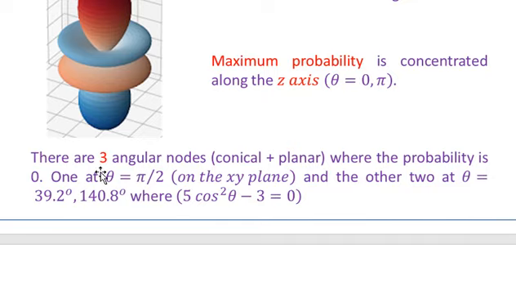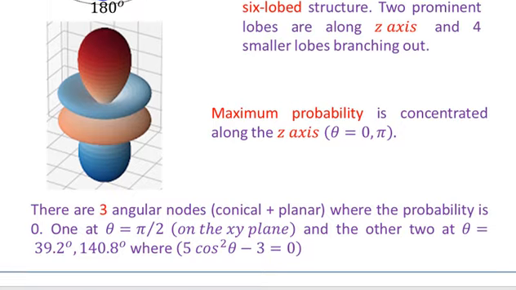So let me read again quickly. There are three angular nodes, conical, that is at some angles other than the axis angle, other than the angle that is shown in the polar picture. So there are three angular nodes, conical plus planar, where the probability is 0, or where the function is 0. One is at theta is equal to pi by 2, that is on the xy plane, and the other two at theta is equal to 39.2 degrees and 140.8 degrees.